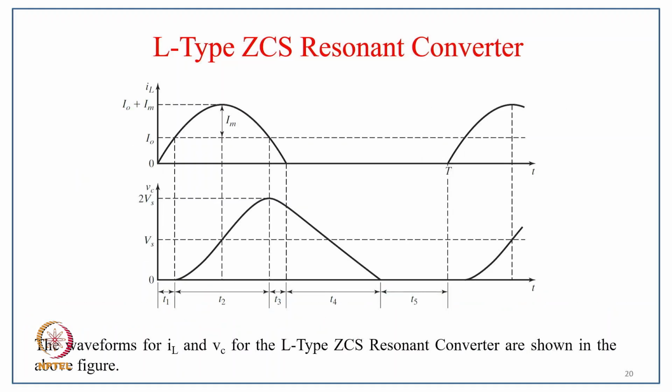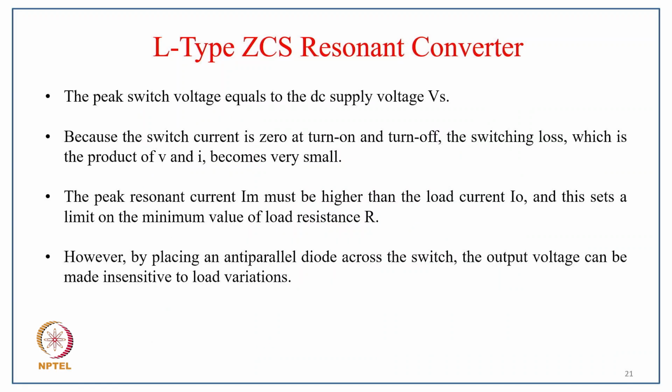And these are the typical waveforms you can see for inductor current and the capacitor voltage, for all the modes T1, T2, T3, T4, T5, which we already defined earlier, and the waveforms for IL and Vc for the L-type ZVS resonant converter are shown in the above figure.